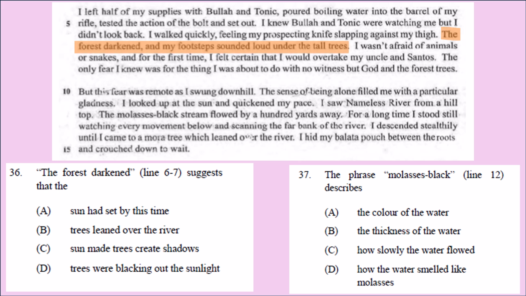Let's see. It says the forest darkened and my footsteps sounded loud under the tall trees. So they were tall trees. So it could be that the trees were clustered together and so tall that the sunlight wasn't coming through, right? And that's why it made it darker. It's tempting to say the sun had set by that time, but if you check further down, it actually said I looked up at the sun, so we know it's not the sun. It's not that the sun had set, the sun was still there, so we'll go for D, which is that the trees were blocking out the sunlight.